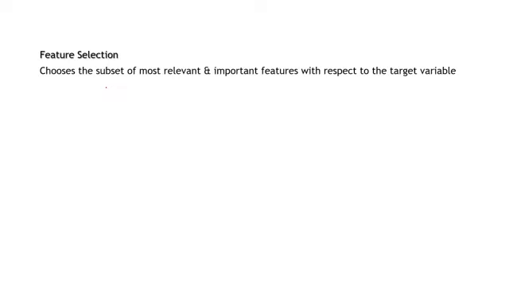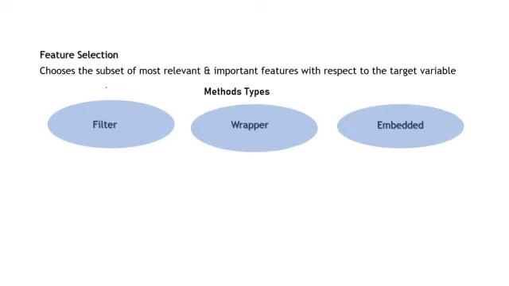As an overview, feature selection basically chooses the subset of the most relevant and important features with respect to the target variable while discarding the less important ones. So it retains only the features that have the most significant impact on the target variable. And there are various methods of doing that. One is the filter method, and the other two are wrapper and embedded.